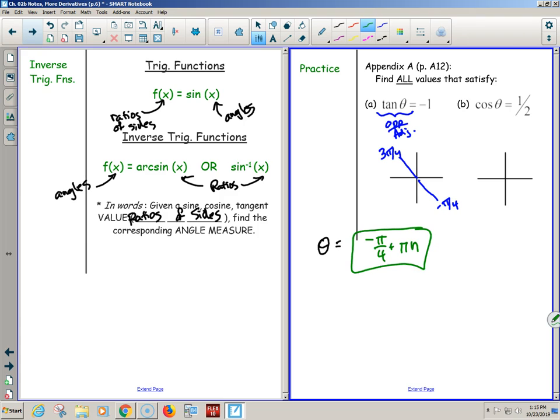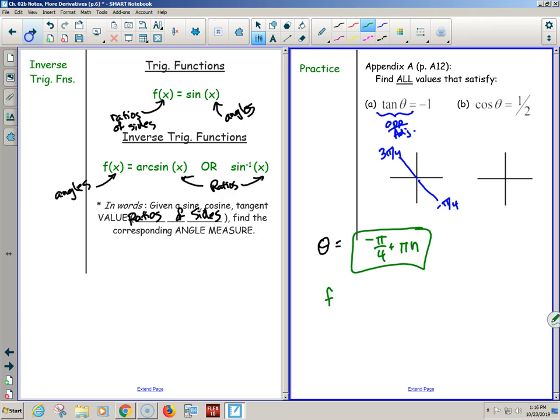One equation for 2 locations. Wait a minute, huh? I thought we needed here and here, fourth or second. How does this work for both? Pi n. If I go pi from here, what quadrant am I in? There. Pi from there, I'm in here. I can just go by pi's. 1 pi, 2 pi, 3 pi, or -1 pi, -2 pi.